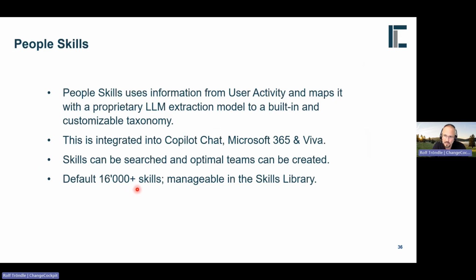By default, we have 16,000-plus skills available, and you can manage all your skills in a skills library in the Microsoft 365 Admin Center. As mentioned, it will learn from what you're doing and assign skills to you. If your users don't have a Copilot license, they can at least manually assign skills to themselves using their profile card, selecting from your skills catalog in the skills library.